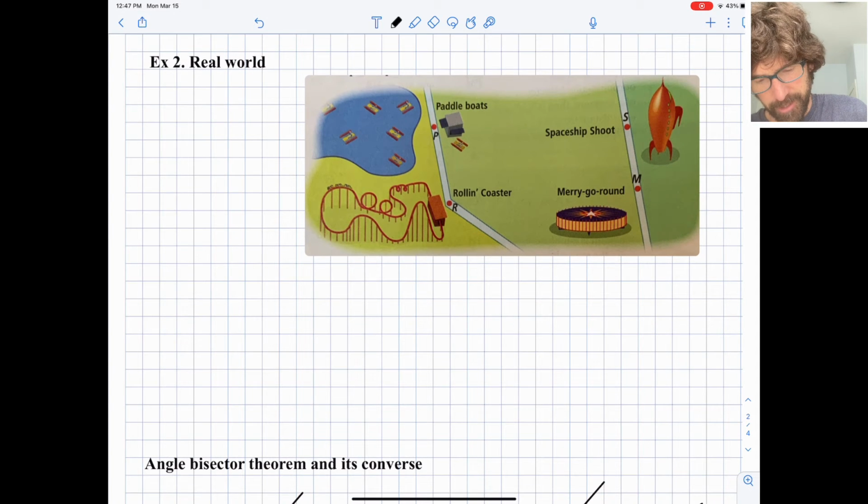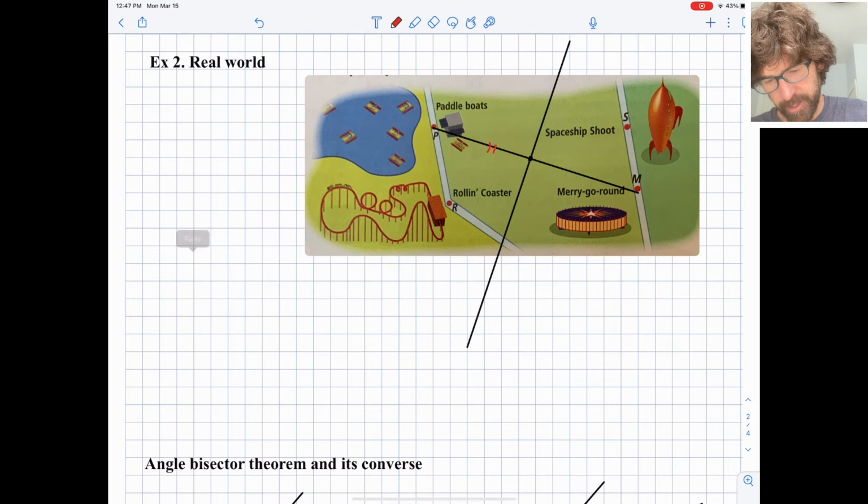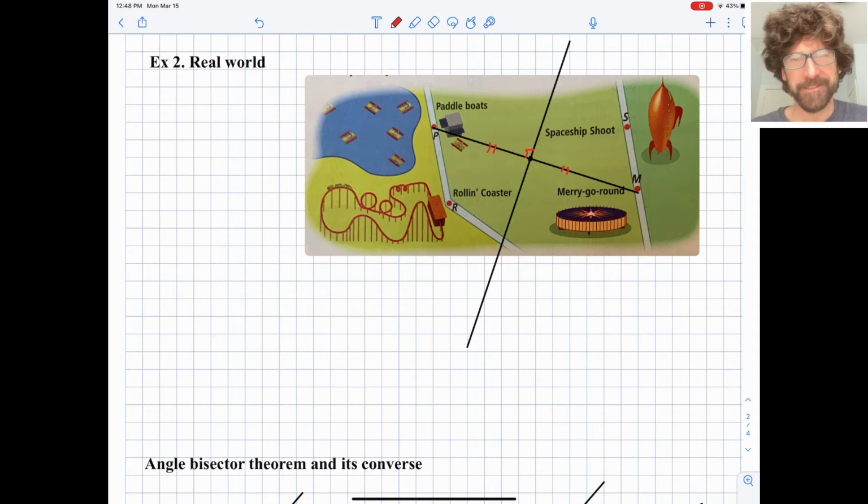So let's draw a line segment between the paddle boats and the merry-go-round, and then we will draw a perpendicular bisector. Okay. And if that is a perpendicular bisector, and now that it's labeled, it is, we could have our t-shirt shop anywhere along that line. Anywhere along that line would meet the requirements we want of making sure our t-shirt shop is equidistant to the paddle boats and the merry-go-round.